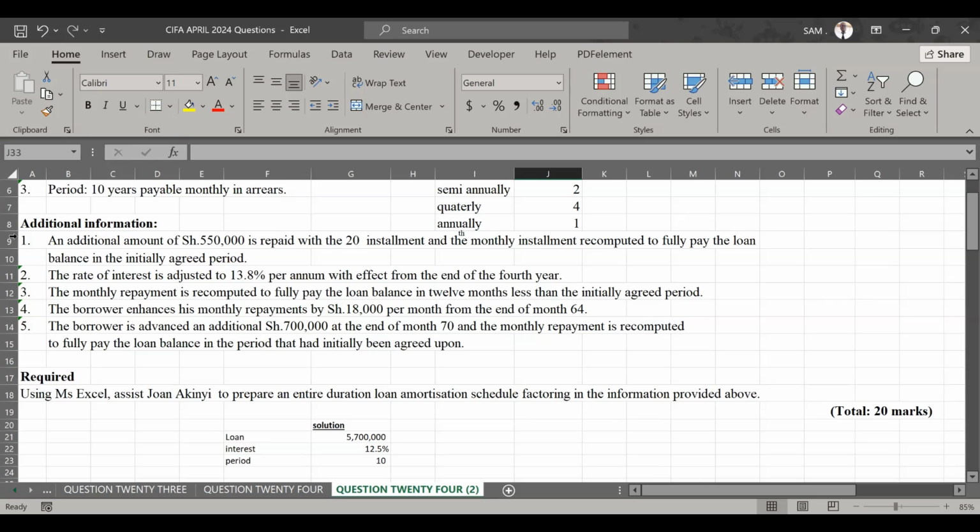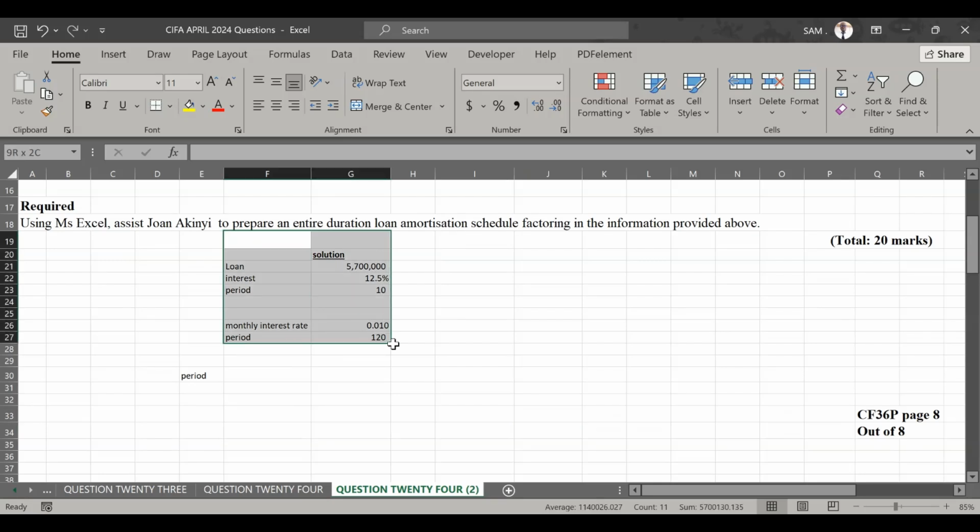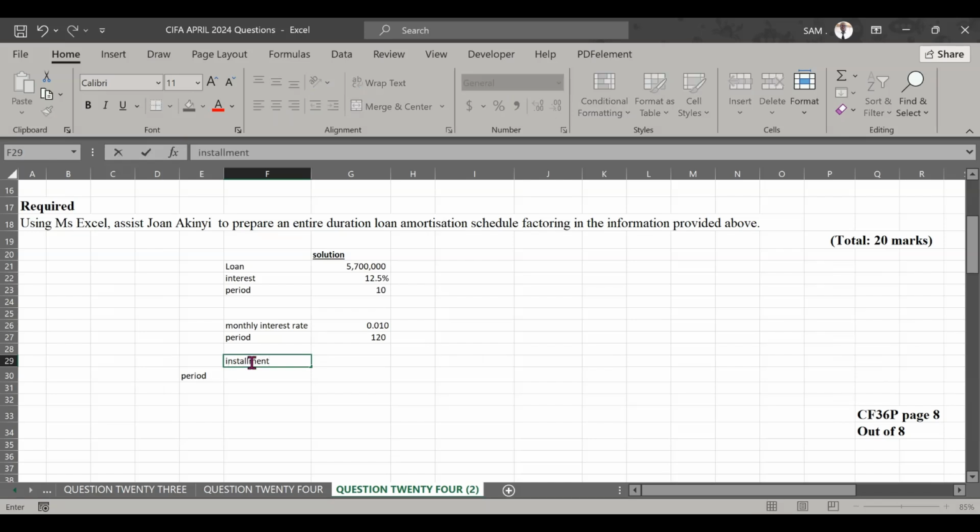Then there is just some twist and some adjustment that I would want us to bring on board in our schedule. Now, given note 1 that we've just read, we've been told that an additional amount of 550,000 is repaid with the 20th installment, and the monthly installment recomputed to fully pay the loan balance in the initially agreed period. Now, besides the installment that is agreed, you know very well that with the information we already have, we can compute the installment to be repaid. If it is to remain constant, which usually is the case, we can compute the installment using the PMT function in Excel. Now, how do you compute the installment? This is something we already know. This is where you use the PMT function.